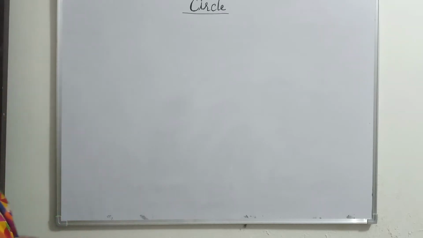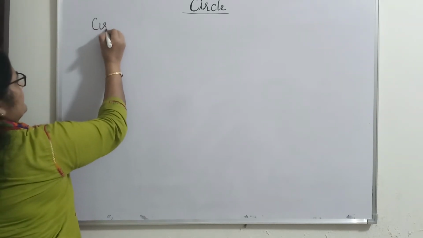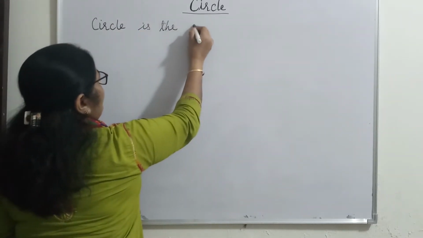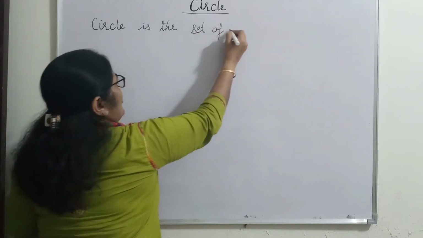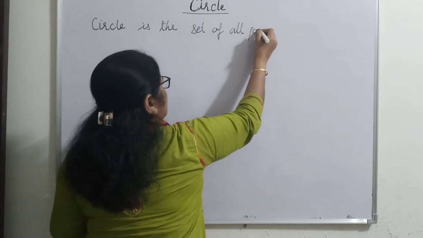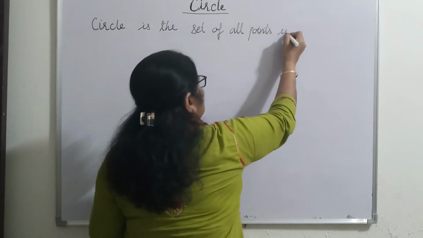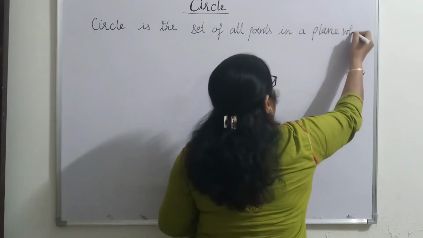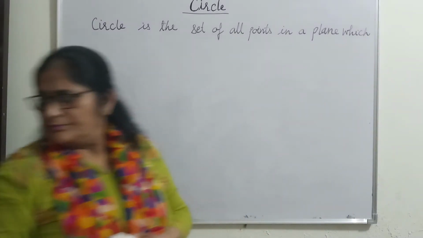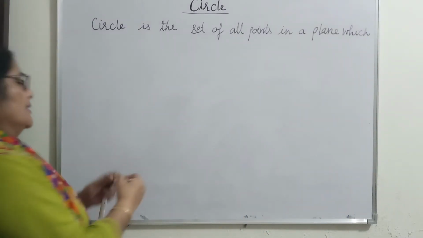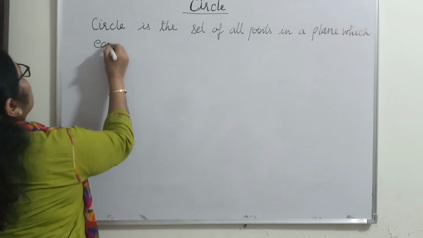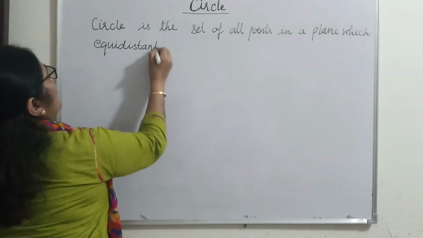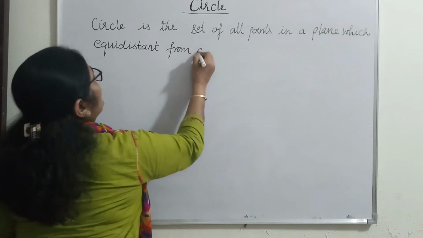So, what is a circle? A circle is the set of all points in a plane which are equidistant from a fixed point.